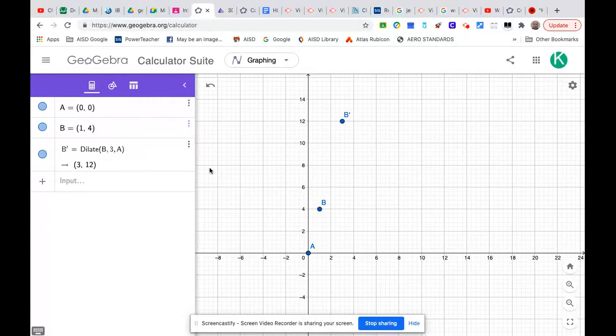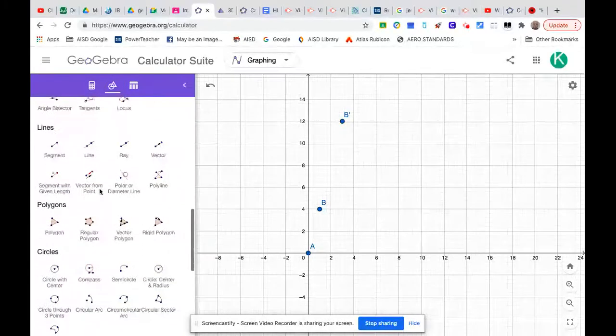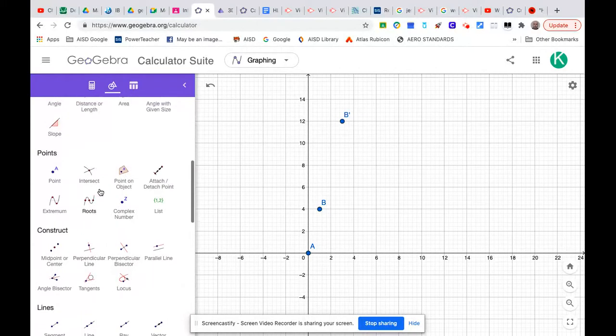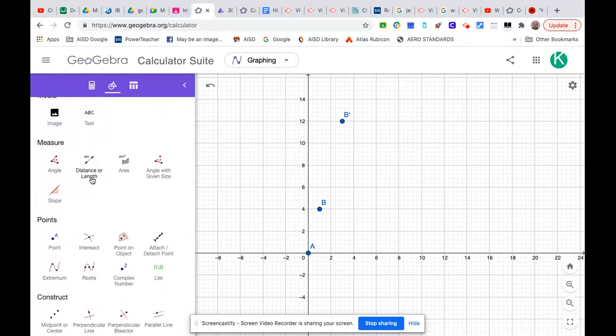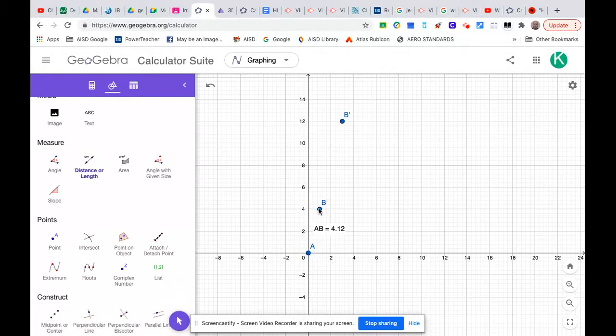Well, what else is going on with the dilation? Well, let's take a look at the distances of AB versus AB prime. So let's go back to the circle star and let's go to measure, right? So we want to measure the distance. So first of all, I want to see the distance of AB versus the measurement of AB prime. And you can see that the distance is multiplied by a factor of 3. Okay, so that's the first part of dilation.